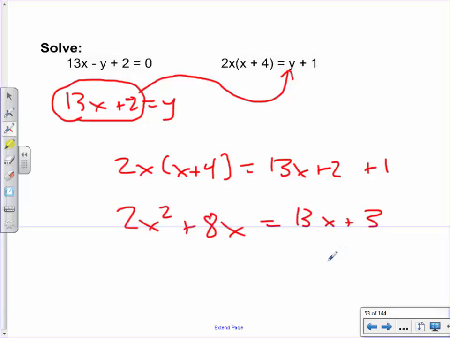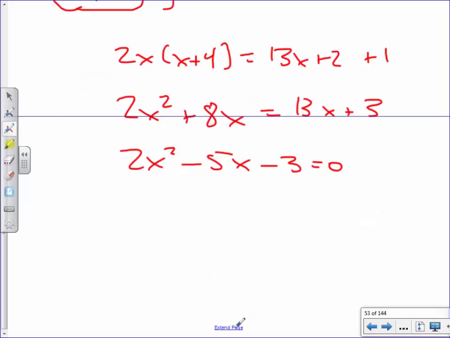I don't want to just get x by itself now. Now we have to solve using a method of solving quadratics, which means get everything on one side. Does that make sense? And make it equal to 0. So this is going to be 2x squared minus 5x minus 3 equals 0.